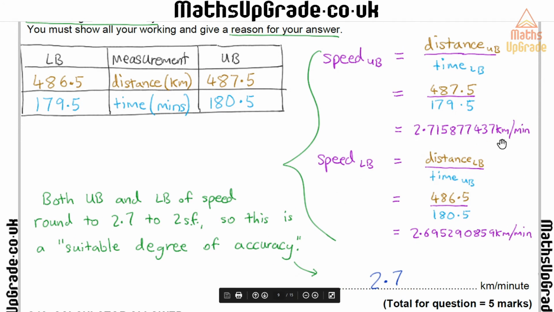Since both of these two decimals round to 2.7 to two significant figures, this is a suitable degree of accuracy. If I chose 3 significant figures, this would be 2.72, this would be 2.70. They'd be different values. So the greatest number of significant figures I can have, where they're both the same value when rounded, is 2 significant figures, and that figure is 2.7. So the answer to a suitable degree of accuracy is 2.7 kilometers per minute.